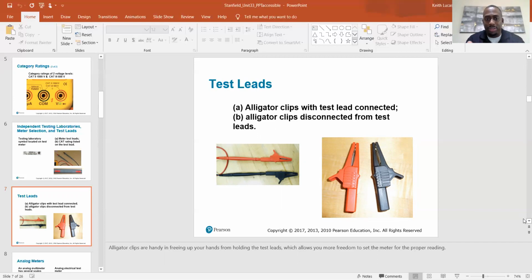So with the convenience of having the alligator clamps, you can clamp those on while the system is de-energized, get your meter set where you want it, and then flip it on, and you can watch and see your startup volts. So alligator clamps come in handy. Also, they're a little bit safer.